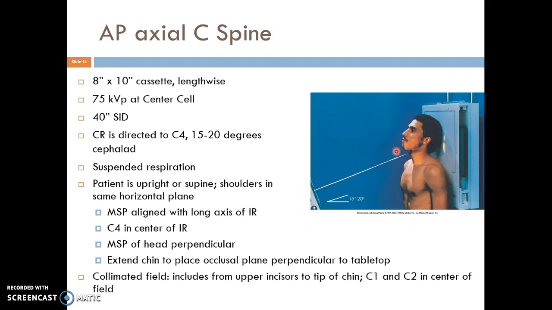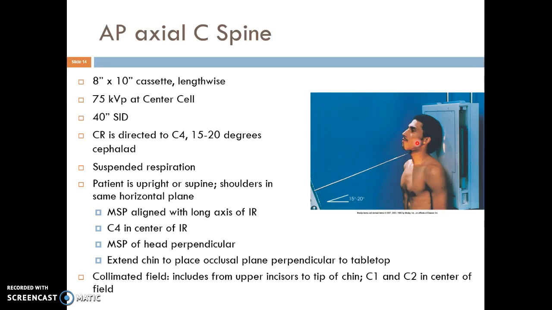So the AP axial C-spine. This is also done on an 8x10. The technique is 75 kVp using the center cell of AEC at 40 inches. Your central ray should be centered at C4 and angling your central ray 15 to 20 degrees cephalically, so towards the head. The patient will suspend their respiration. The patient can be upright or supine for this particular projection.